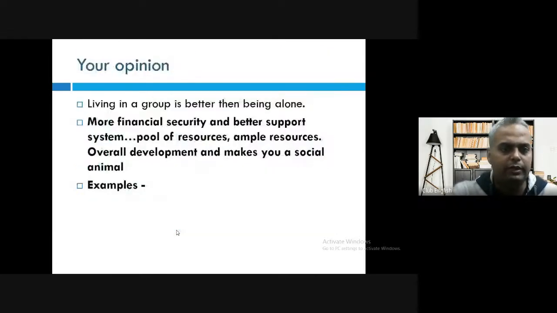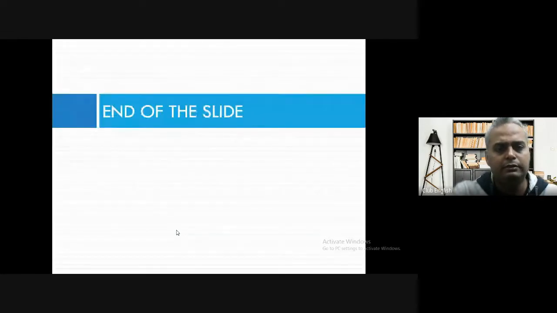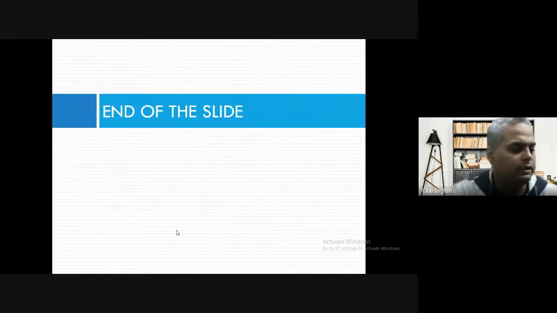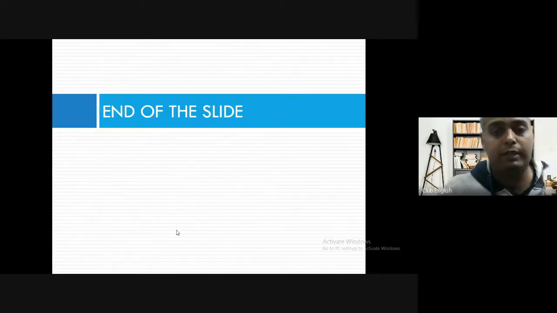So now you're going to write your opinion as well. That is, living in a group is better than being alone: more financial security and better support system, pool of resources, overall development, and it makes you a social animal. So this is in a nutshell. Then the conclusion, to recapitulate, you're going to write it like that. So this is how these seven types of questions will be attempted.